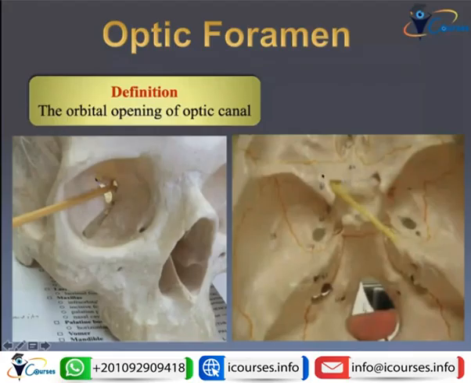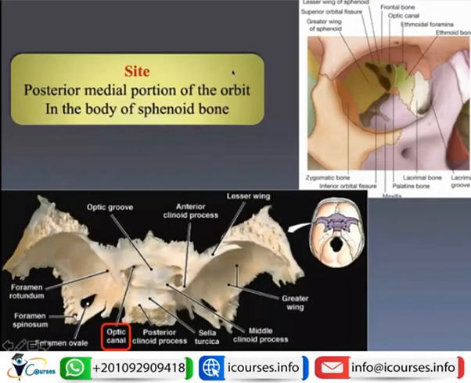So we have a canal inside the bone, like the canal through which this pen passes. It has an orbital opening toward the orbit and a cranial opening toward the brain. The orbital opening is called the optic foramen. It is located in the posterior medial portion of the orbit, making a part of the orbital apex, and more medially in the body of sphenoid bone. As we said in the walls, it is made by the body of sphenoid bone. So this is the optic canal, as you can see here.